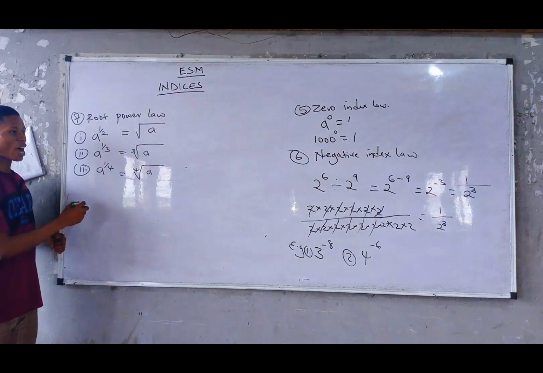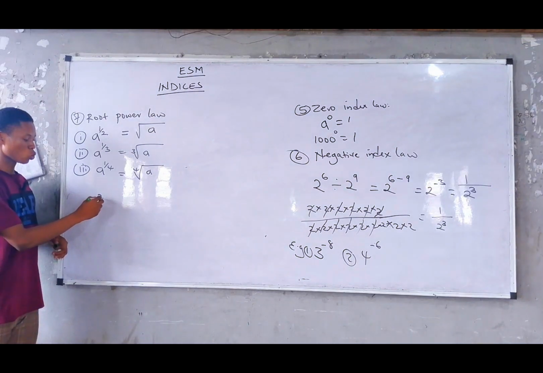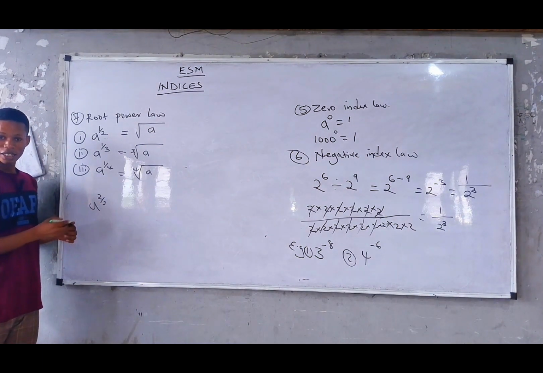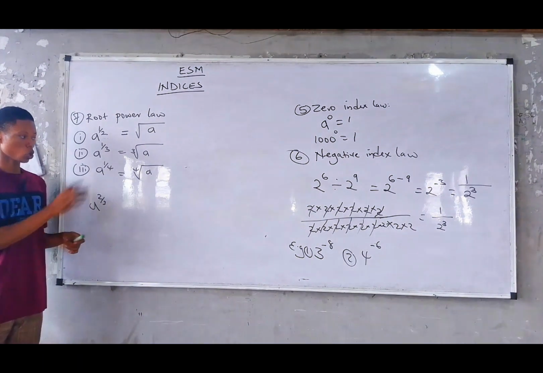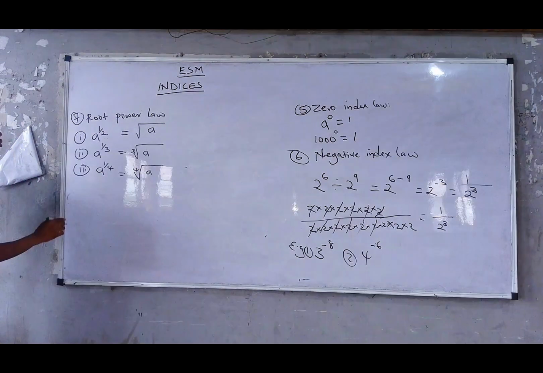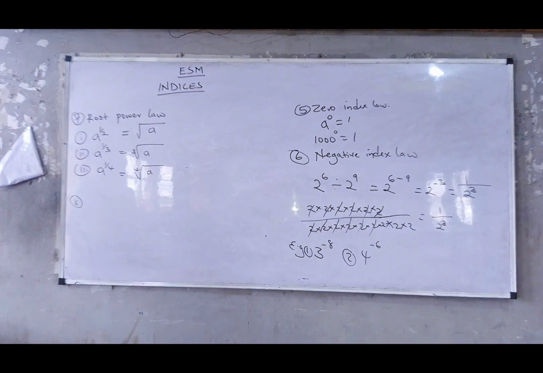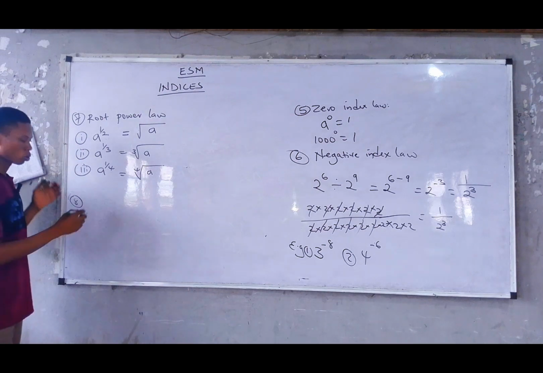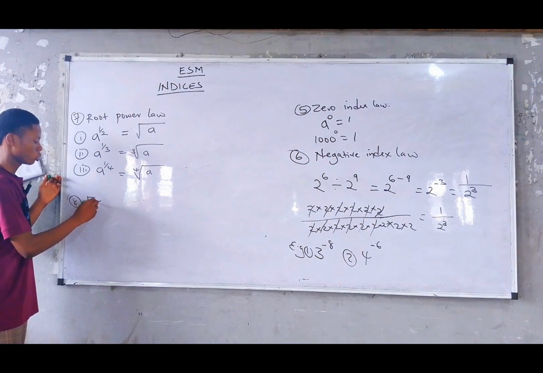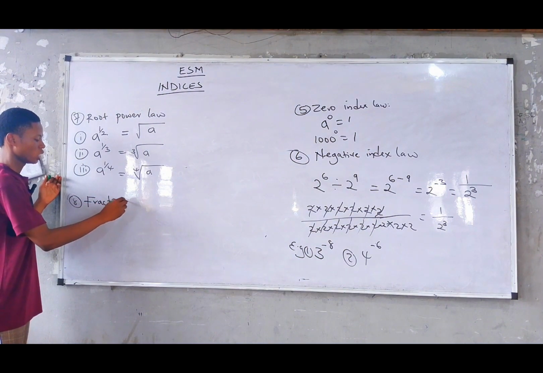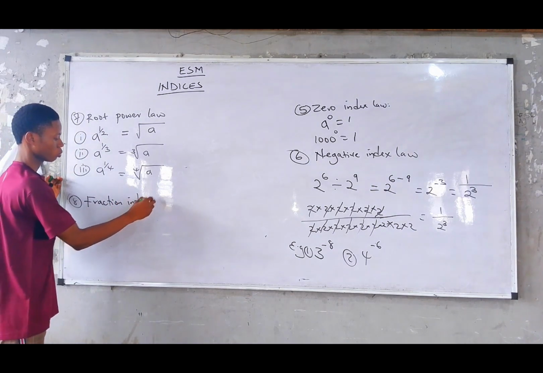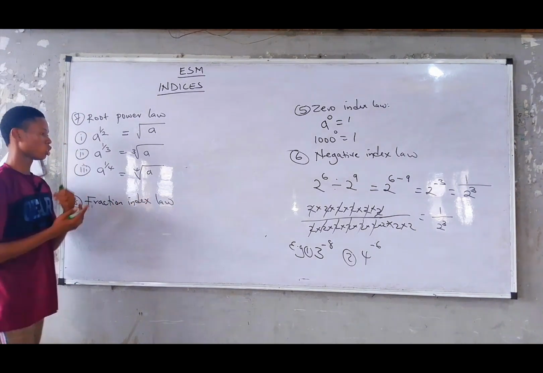But what if we have something like a raised to power 2 over 3? That is when we come to the next law. So write this one down. Number 8. The last law here, fraction index law.